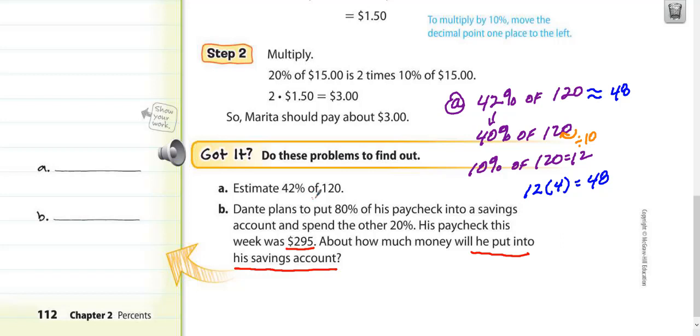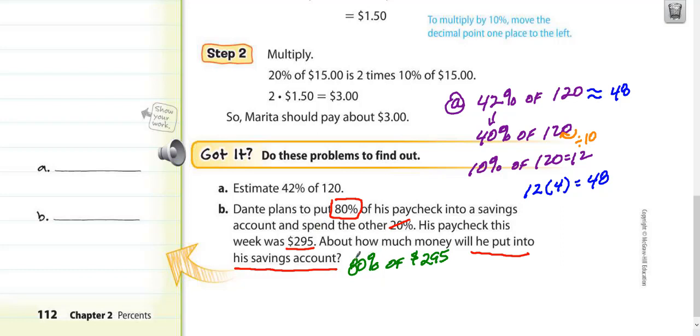So if we read back, he plans to put 80% into savings and spend the other 20. Since the question is, what are we going to put into savings? We want to focus on the 80% and ignore the 20%. The 20% is an extra piece of information, nice to have, but we don't need it for this problem. So let's take a look. We have 80%. We're being asked to find what's 80% of 295. And we're being asked to estimate that, to get a rough idea.